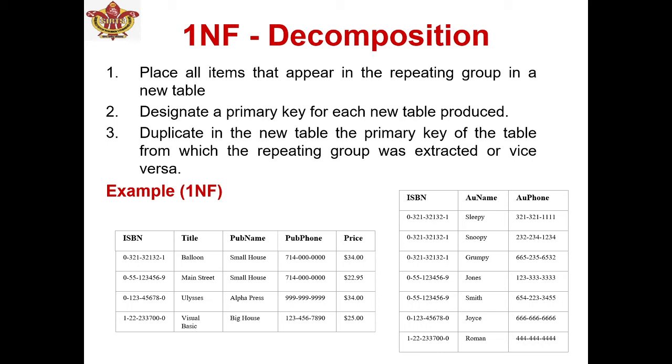So balloon having a small house, 714 having price $34. You can see here in each of these particular columns having different unique names and city values, right? So duplicate in that new table the primary key of the table from which the repeating group was extracted, or vice versa, right?